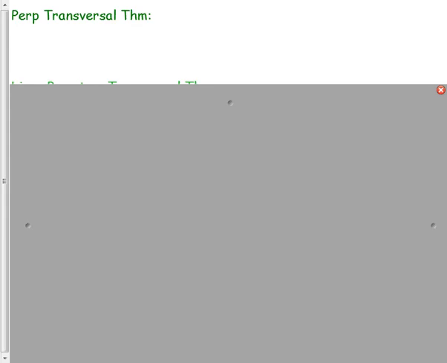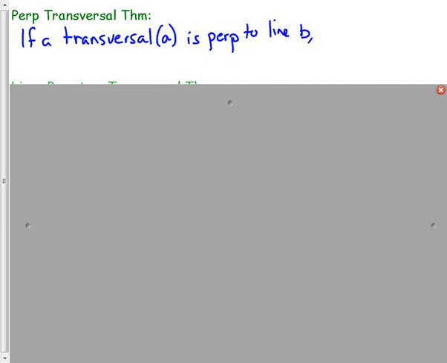All right. A couple more theorems we have yet in this section. The perpendicular transversal theorem, which states if a transversal, we'll call it A, is perpendicular to line B, then A is perpendicular to lines parallel to line B.